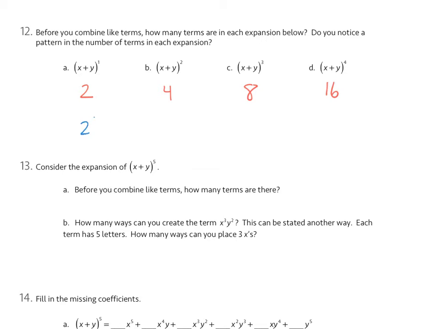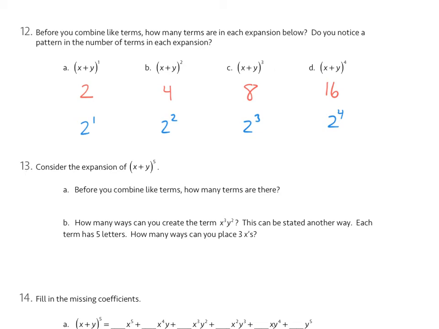2 is 2 to the 1st power, 4 is 2 to the 2nd power, 8 is 2 to the 3rd, and 16 is 2 to the 4th power. When you raise this binomial to a given exponent, the number of terms in that expansion will be equal to 2 raised to the exponent that you are raising that binomial to. So 2 to the fourth, 2 to the third, and so on.